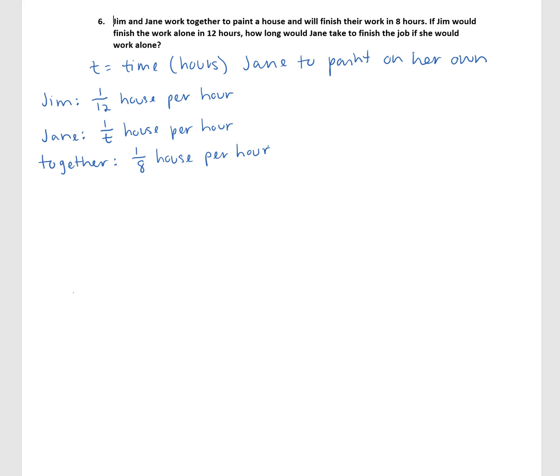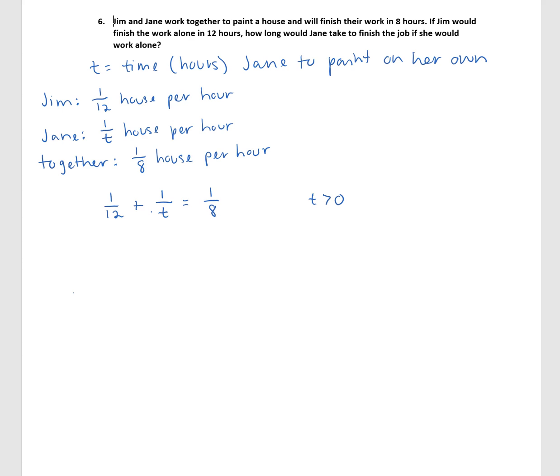Okay, so we can come up with an equation to relate these terms. We know that if they can paint the house together in 8 hours, then Jim painting the house, or 1/12 of the house per hour, plus Jane painting the house, so 1/t, equals 1/8, or them working together. And it's important to notice that we have a restriction on t. In this equation, t has to be greater than 0, so we don't have a 0 on the bottom of this fraction here.